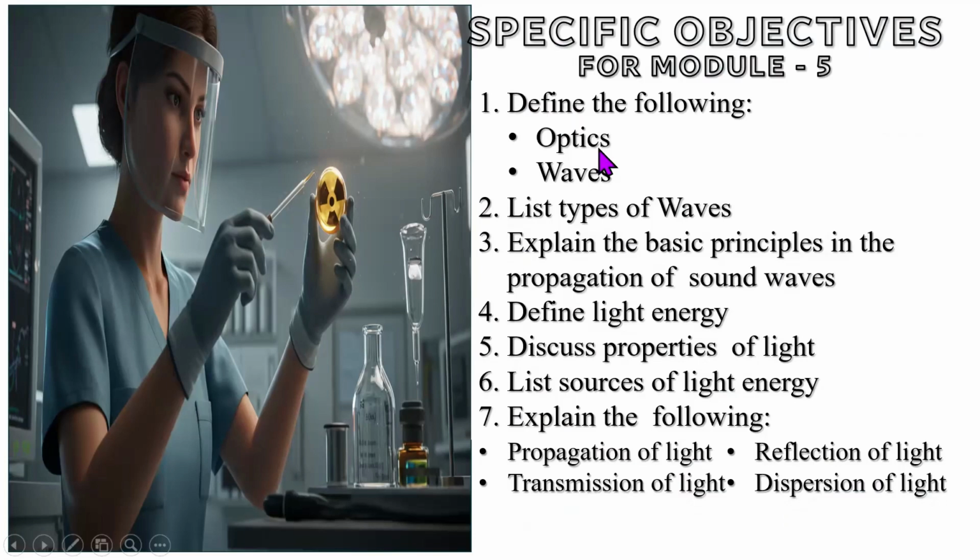Define the following: optics and waves. List the types of waves. Explain the basic principles of the propagation of sound waves. Define light energy. Discuss properties of light. List the sources of light energy. Explain the following: propagation of light, reflection of light, transmission of light, and lastly, dispersion of light.